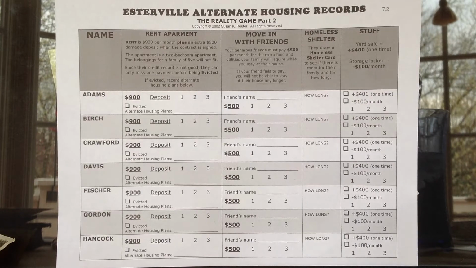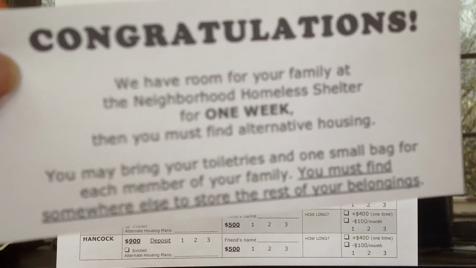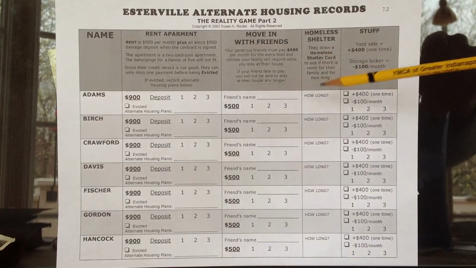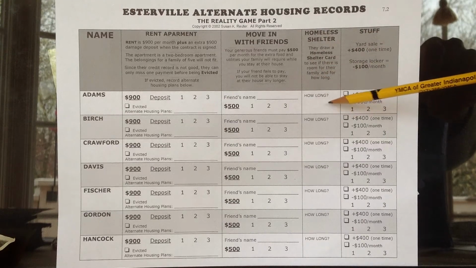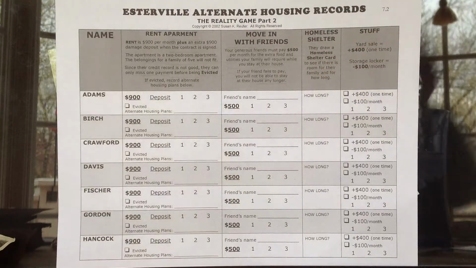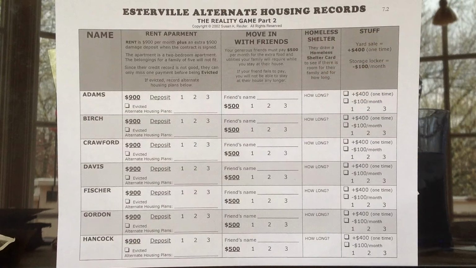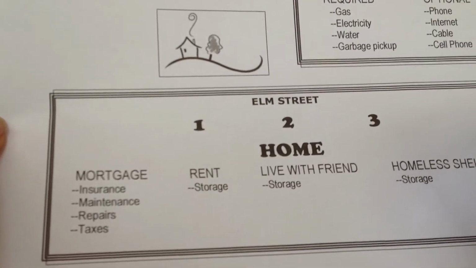So what you'll do, you should record how long the homeless shelter is giving them a stay. And in this case, it's 1 week. So you would write on your record, 1 week. So that is only going to take care of part of the month. So it's kind of a problem because they're not going to be able to necessarily take care of their home need on their game board.